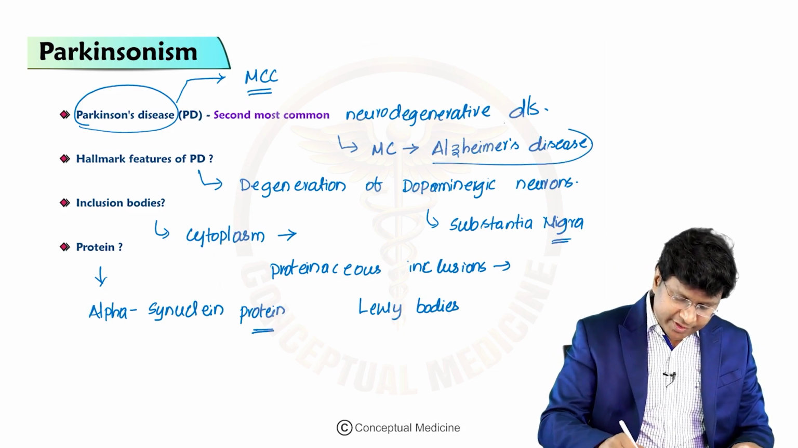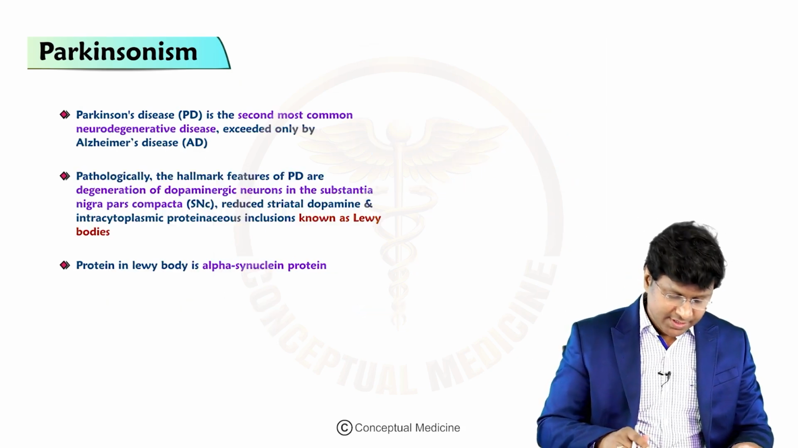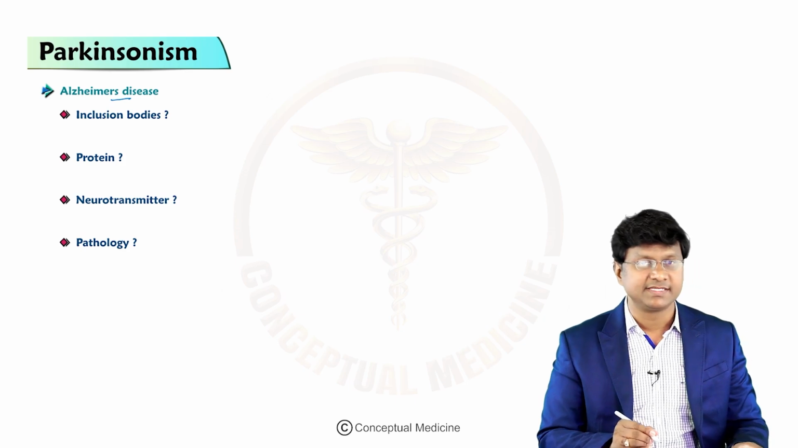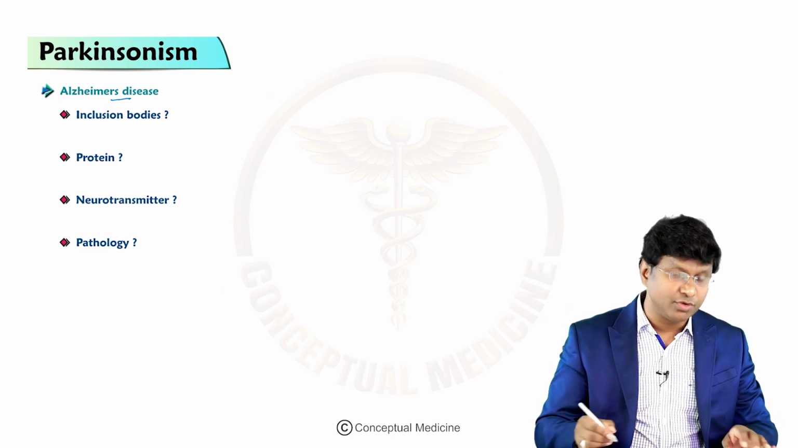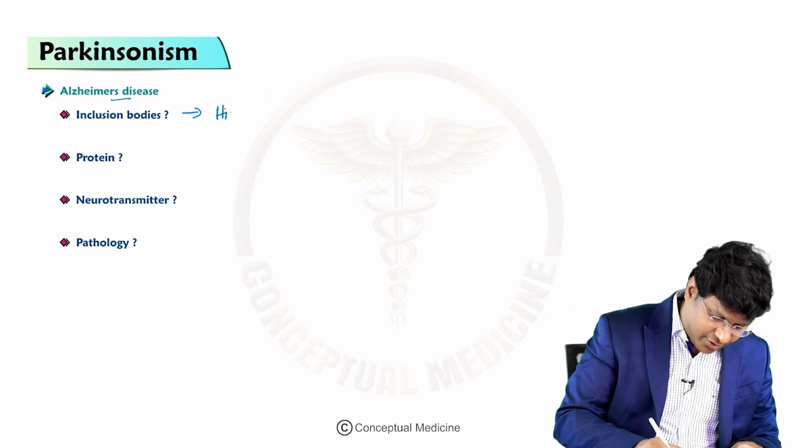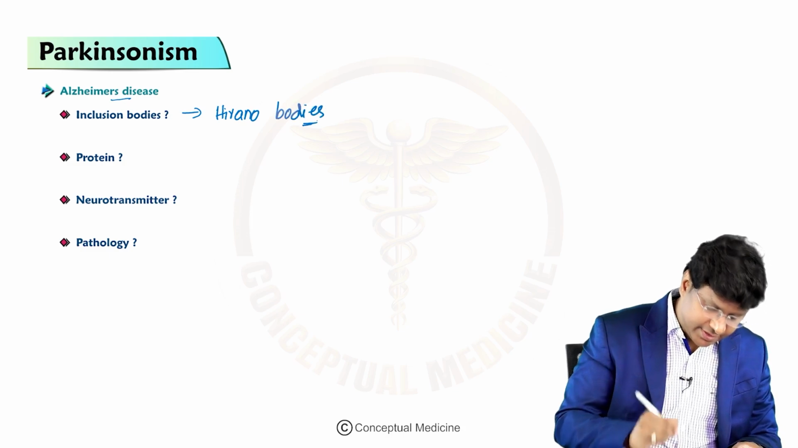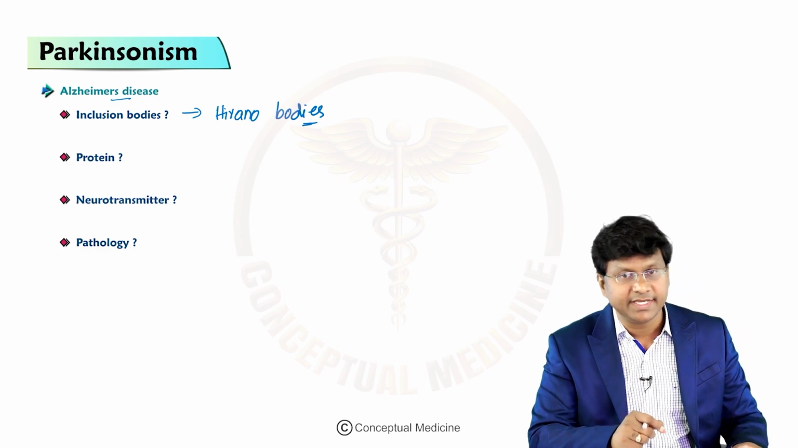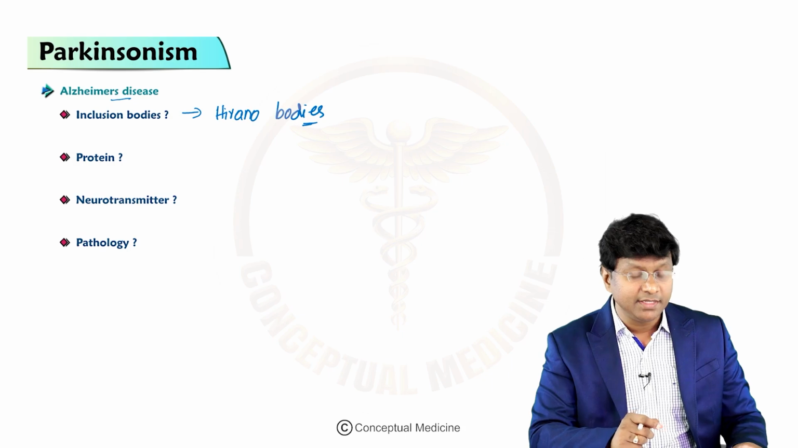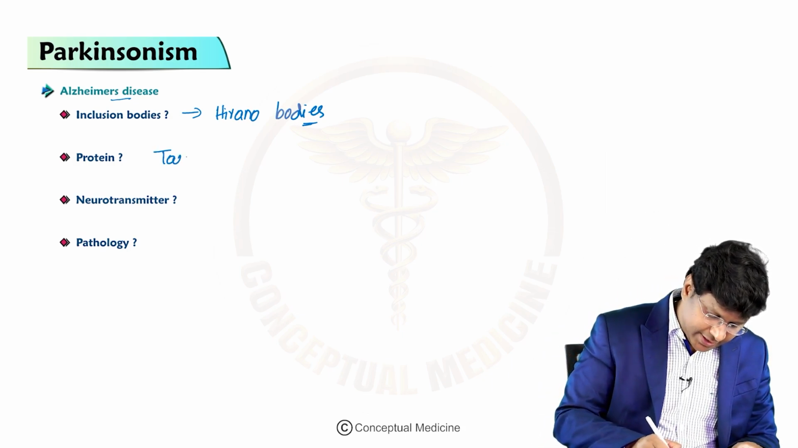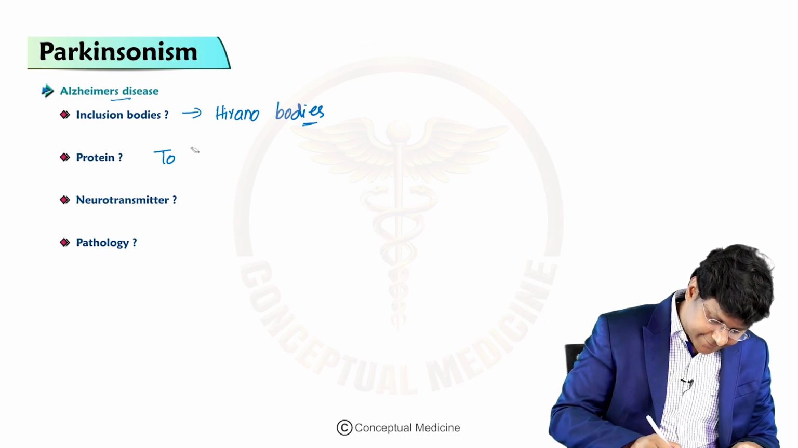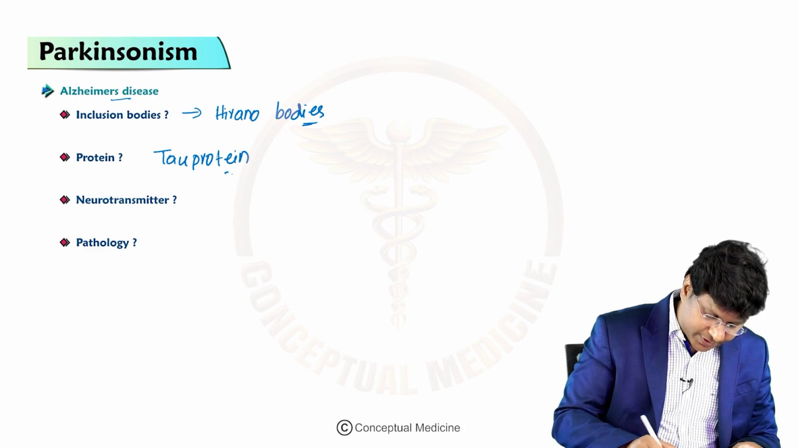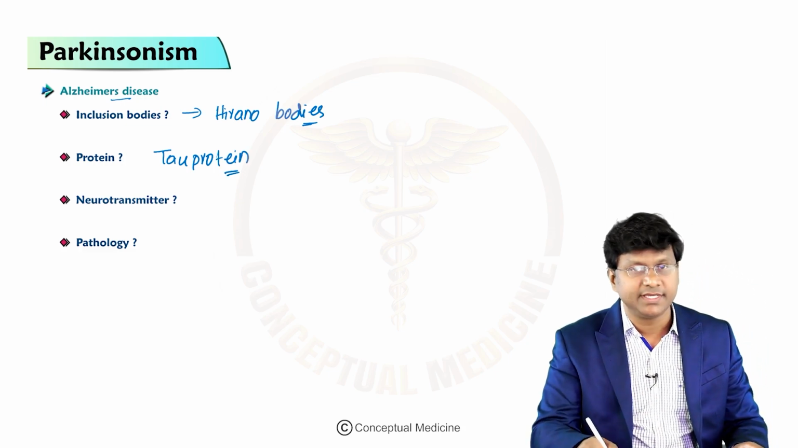Now, let me discuss a few points about the most common neurodegenerative disease. The most common neurodegenerative disease is Alzheimer's. And what are the inclusion bodies in Alzheimer's? Those are the Hirano bodies, whereas in Parkinson's it is Lewy bodies. And what is the protein present in the Hirano body? The protein in the Hirano body is tau protein, which gets accumulated. Alzheimer's is called a tauopathy because tau protein is present within the Hirano body.